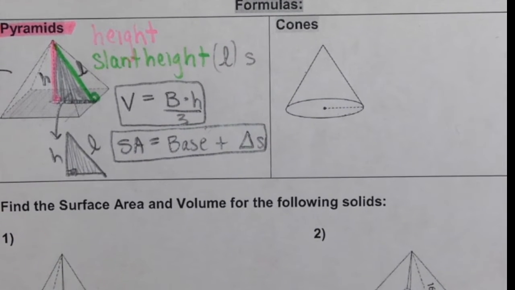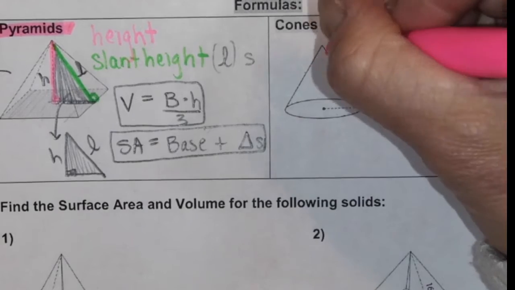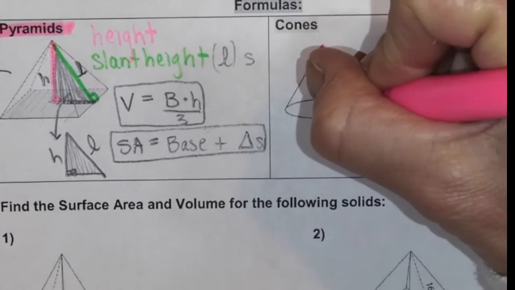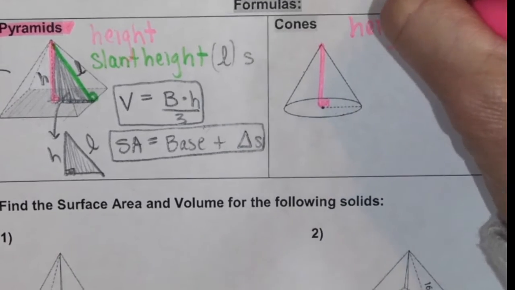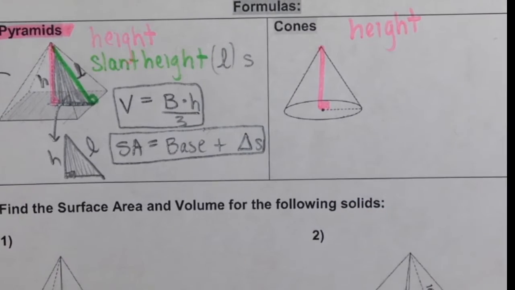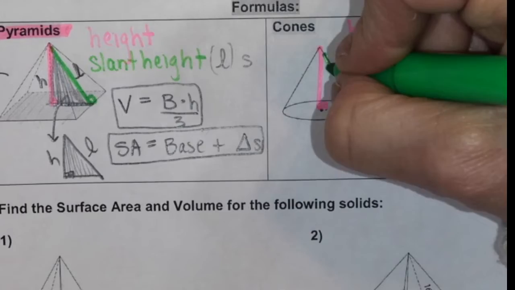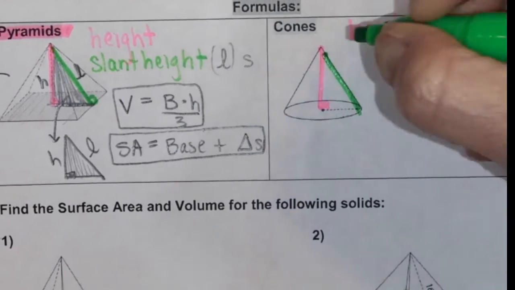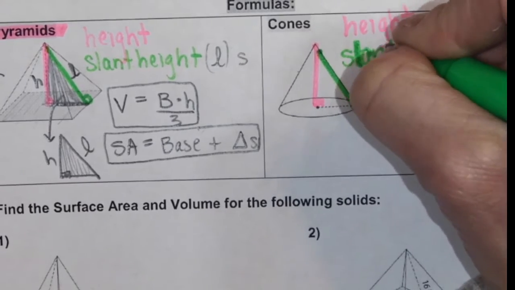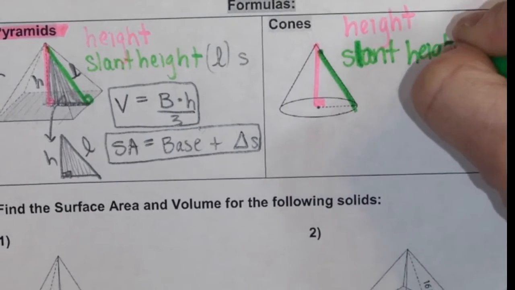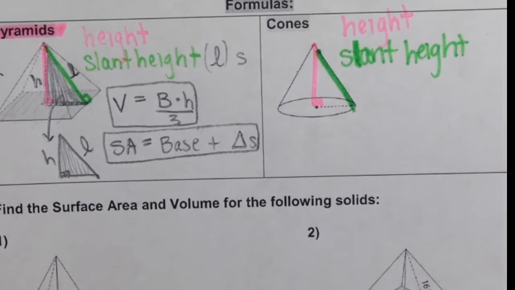Now the cone has a similar relationship. It's going to have 2 different heights. It has its actual height straight down to the center, and again, that's always used for volume, whereas the slant height is going to be used for the surface area.